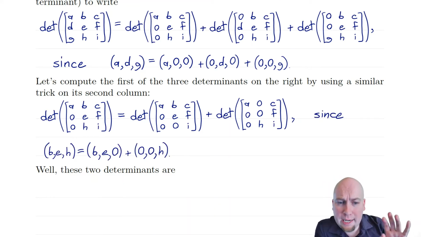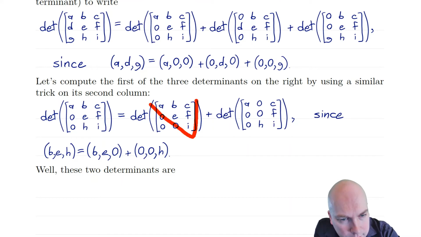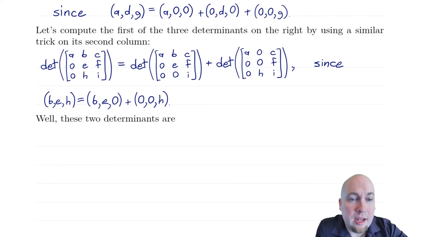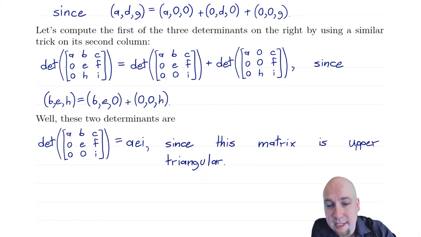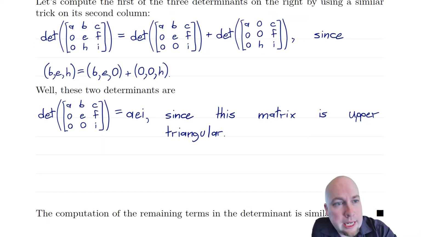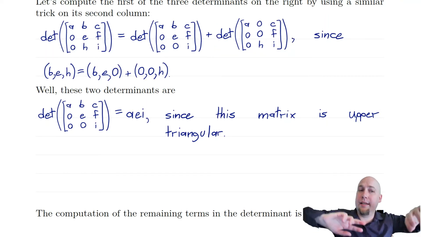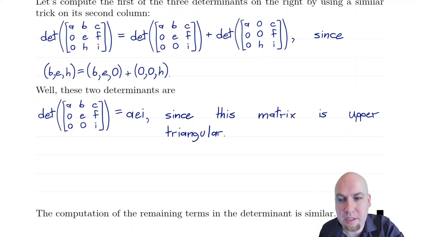All right, and the point is now this guy's upper triangular, right? So I can use my explicit formula for upper triangular matrices. It tells me that the determinant of that matrix is just the product of the diagonal, AEI, since that matrix is upper triangular. The other matrix, the one on the right here, this ugly guy, it's not quite upper triangular, but if I swap some rows, it becomes upper triangular.